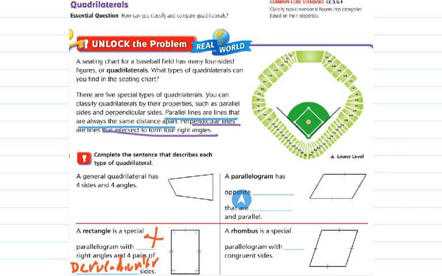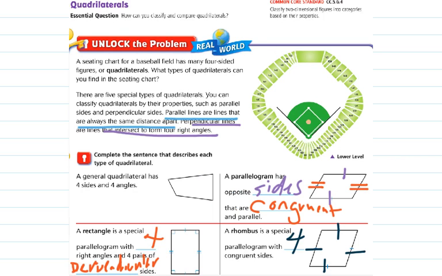Now we're going to go over here on the side and we're going to talk about a parallelogram. A parallelogram has opposite sides. So let's look at this side. This side is parallel to that side, and this side is parallel to that side. So the opposite sides are congruent. When they're congruent, they have the same measure. And next, a rhombus is a special parallelogram with 4 congruent sides. And if we look at this one, each of these has 1 mark, so there's 4 congruent sides.